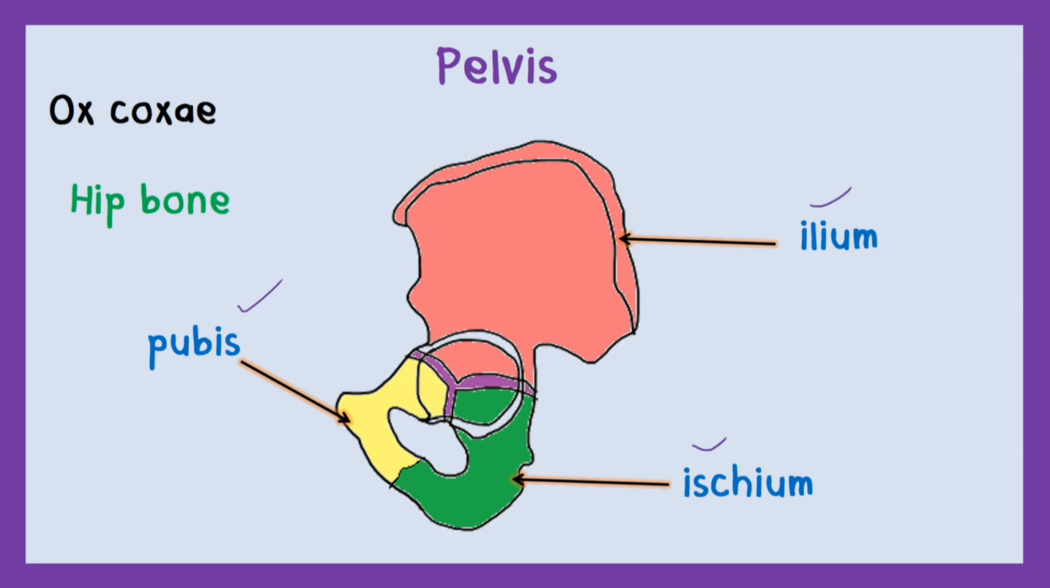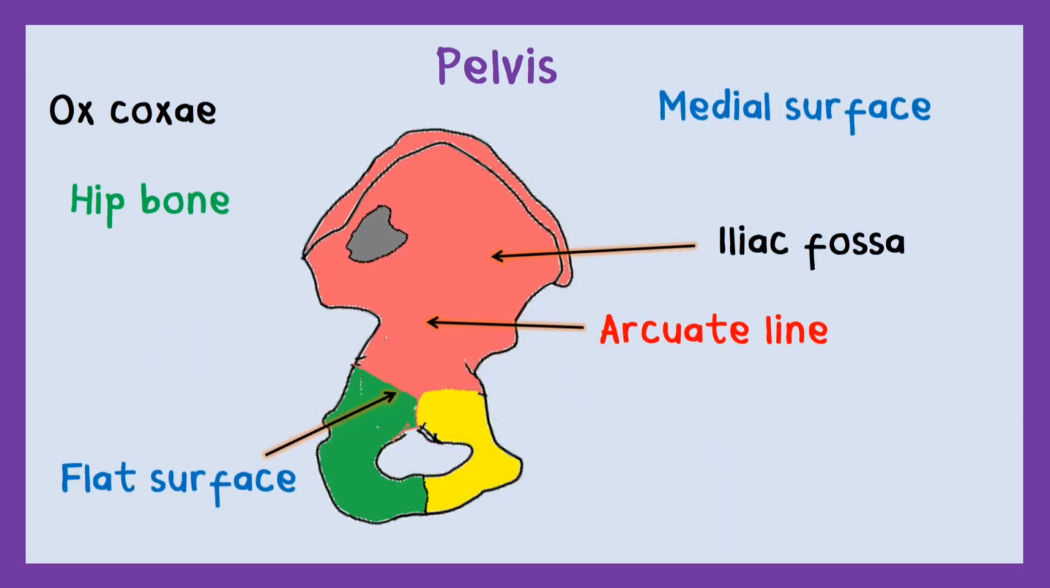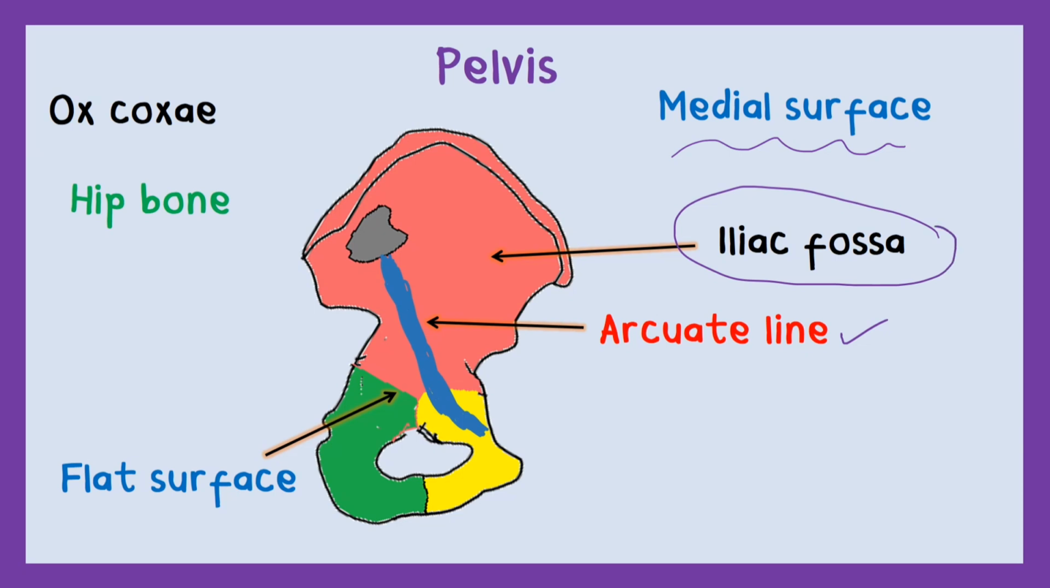The os coxae consists of the ilium, ischium, and the pubis. This is the lateral surface because here we have the hip joint. The fossa, right here, articulates with the head of the femur. The medial side of the hip bone is very important. It is divided into two parts by the arcuate line. The upper surface has a little concave cavity which is called the iliac fossa. The surface below the arcuate line is flat.